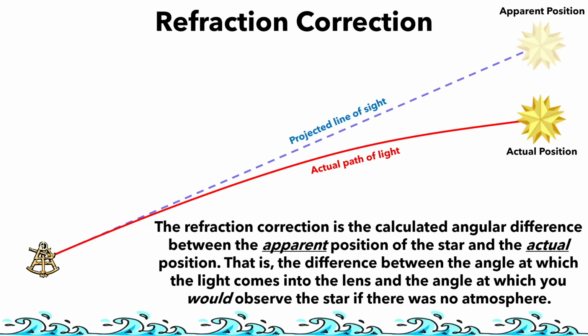But in the real world, we know that the path that the light takes is curved, and we just make a correction for it. Because if you remember back to the dip correction page from the American Practical Navigator book, it said, "For the eye of the observer does not detect the curvature of the line of sight." So the refraction correction is the calculated angular difference between the apparent position of the star and the actual position. That is, the difference between the angle at which the light comes into the lens, which is this projected line of sight, and the angle at which you would observe the star if there was no atmosphere, which would be a straight line between the sextant and the star.